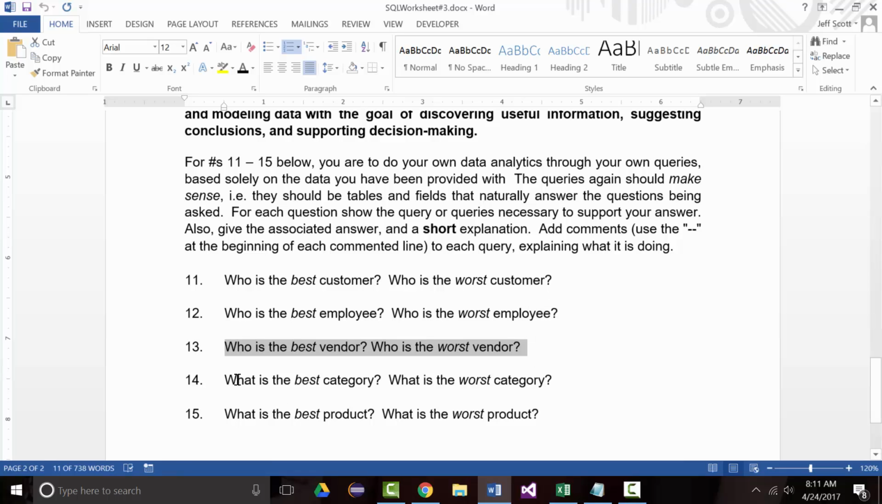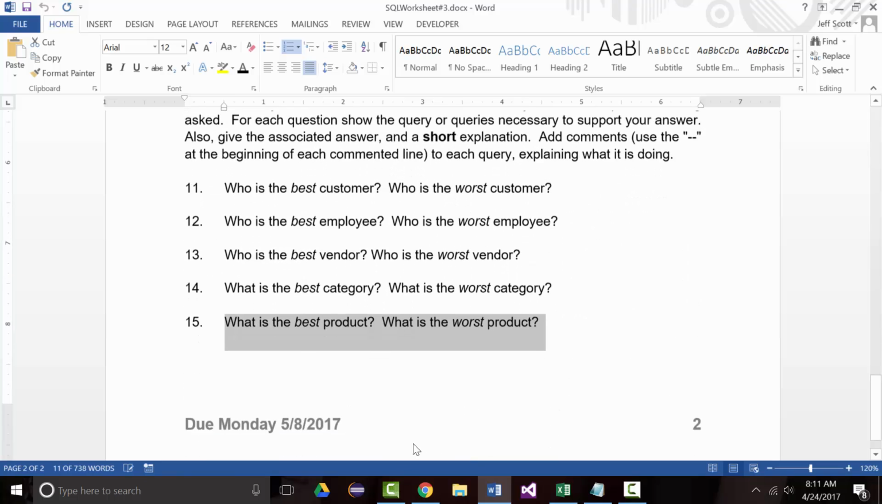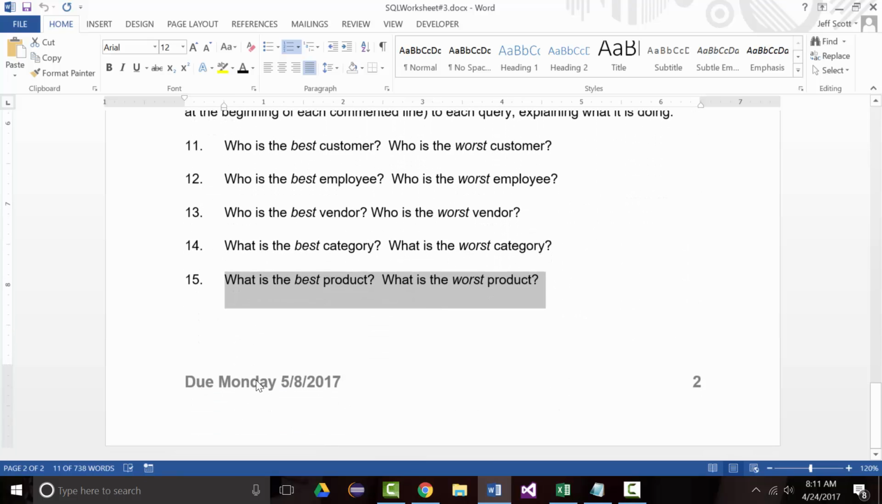You're also going to do that for the categories and for the products. That's literally all I'm asking you to do. And you have until 2 weeks from today to turn that in. If you get it done earlier, by all means, turn it in earlier.